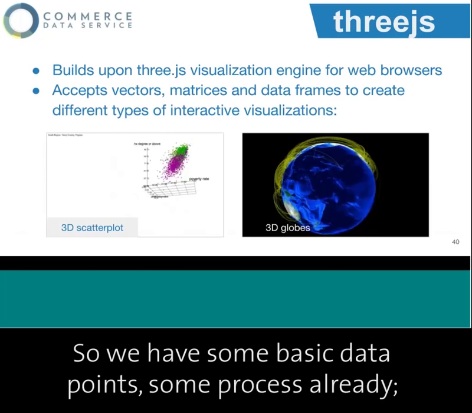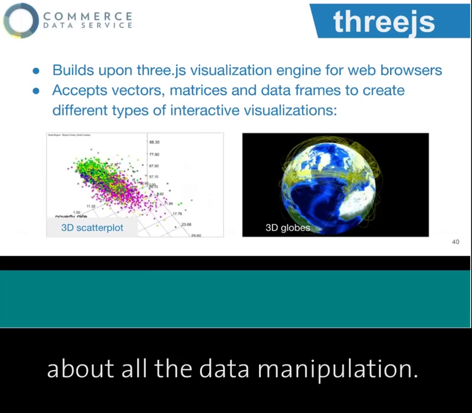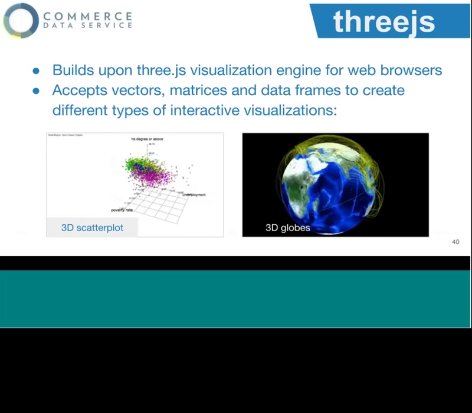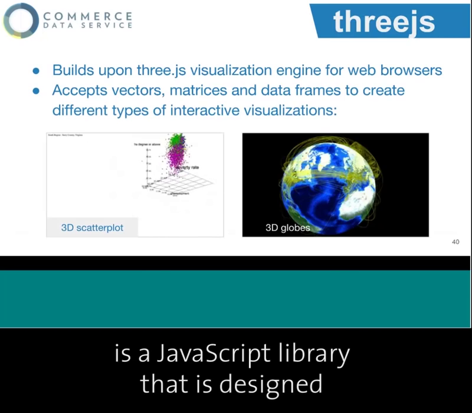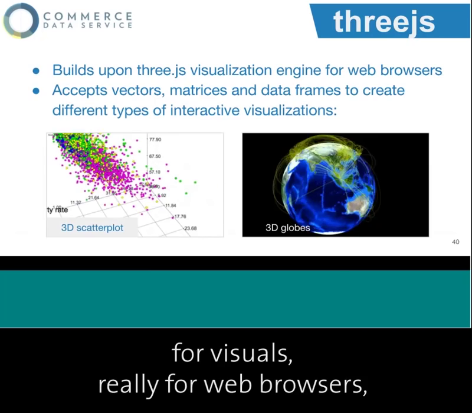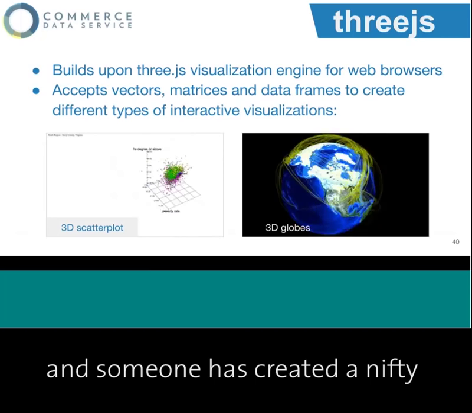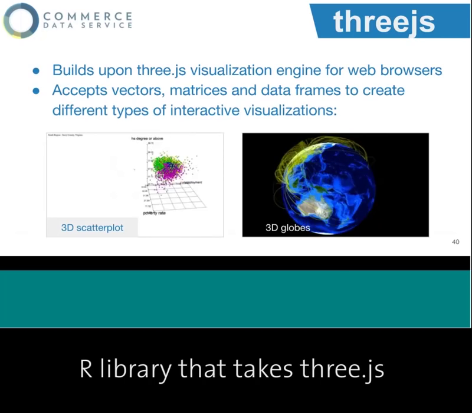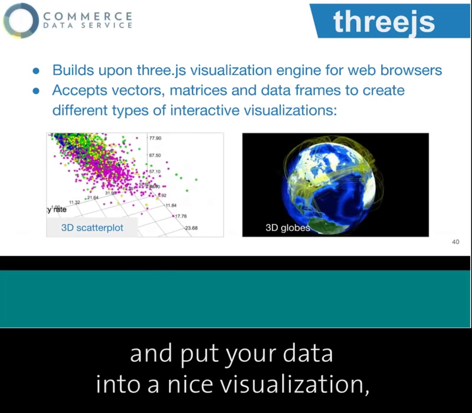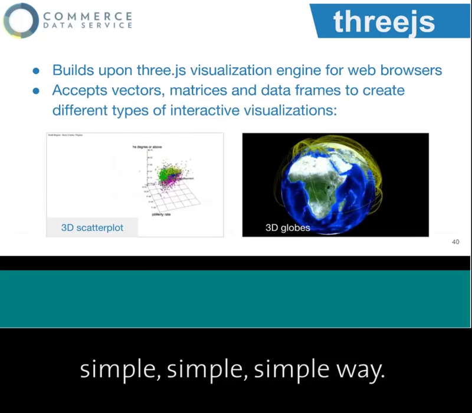Cool. So we're going to now start to think about how to use this information. We have some basic data points. It's been processed already. We're not going to really worry too much about all the data manipulation. So we're going to take that information and use something called three.js. Three.js is a JavaScript library that is designed to create 3D environments for visuals, really for web browsers. And someone has created a nifty R library that takes three.js and allows you to put your data into a nice visualization and allow you to explore it in a very simple way.